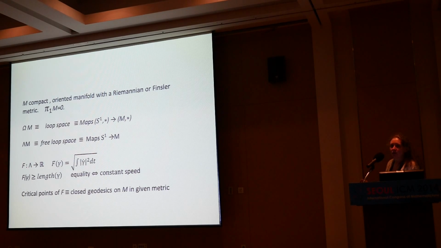The function I'm going to use, for technical reasons, is this function f, which is the square root of the energy function. It's also the L2 norm of the derivative. So it's the square root of the integral of the velocity squared. This function has the property that it's greater than or equal to the length function, with equality if and only if the loop has constant speed, or if and only if it's parameterized proportional to arc length. And you won't go wrong in this talk by just thinking of f as the length function. I might call it the length function from time to time too. It's more or less the length function. We're interested in this function because the critical points of f are the closed geodesics on M in the given metric.